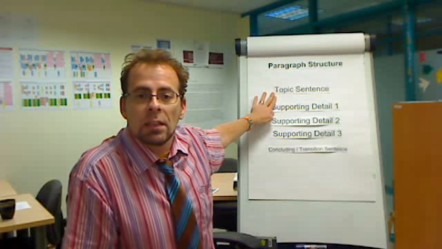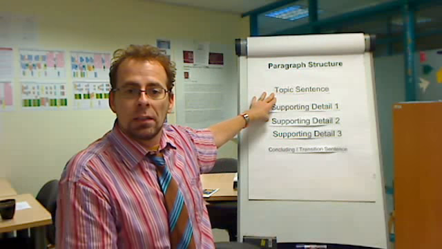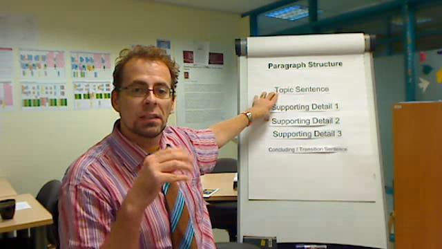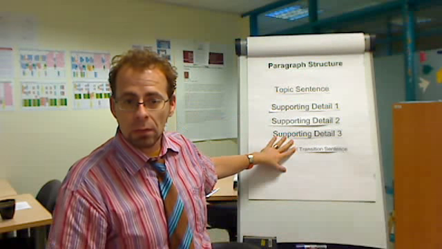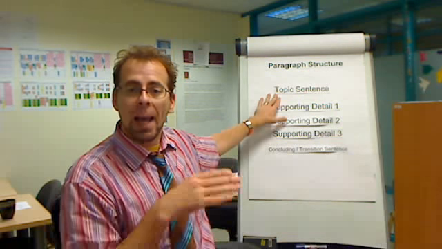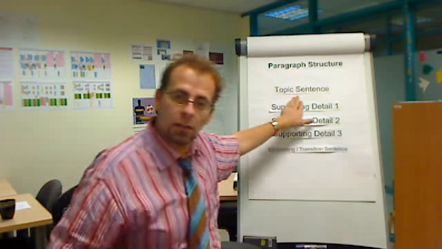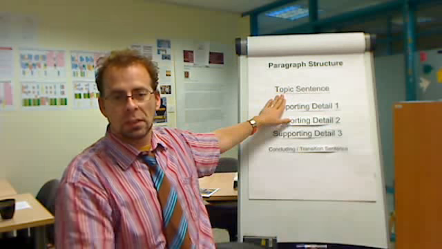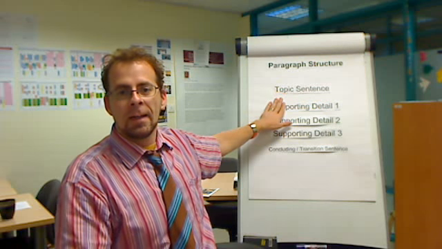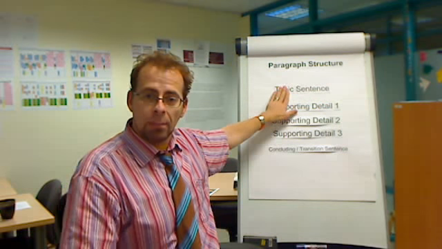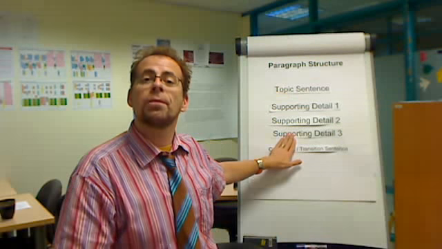Okay, first, paragraph structure. Your paragraph starts with something called a topic sentence. A topic sentence signals or lets the reader know what you're going to talk about in that paragraph. It's the map for what you're going to say. And so that's the topic sentence. It is the most important sentence in your paragraph. Now, it is the map, and everything else should follow the map.